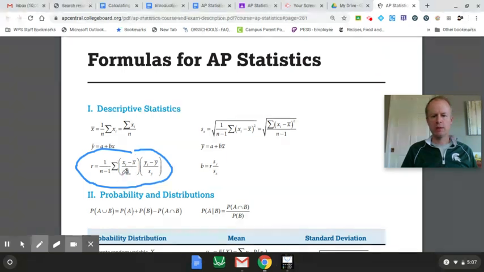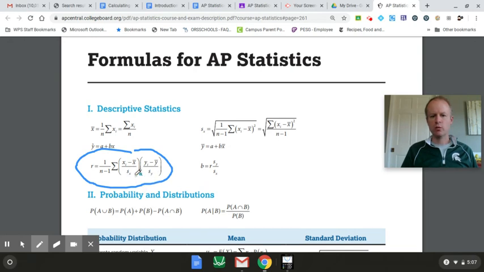And then we have this symbol. This next symbol means summation. So the summation of the z-score for the x's times the z-score for the y's. So what we have to do there is actually multiply the z-scores together.